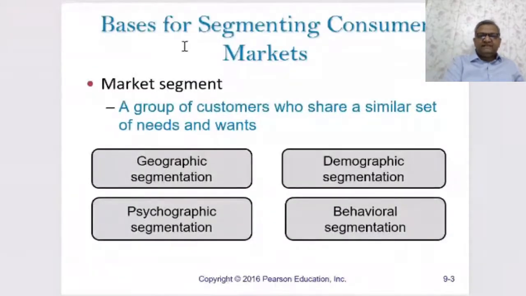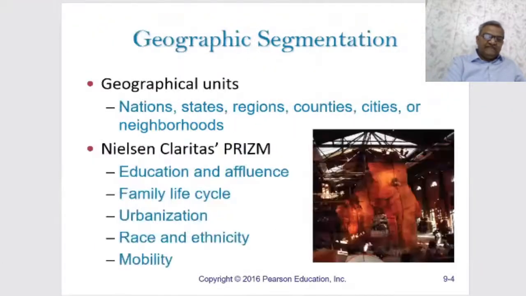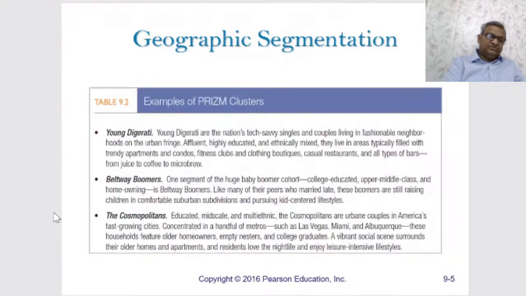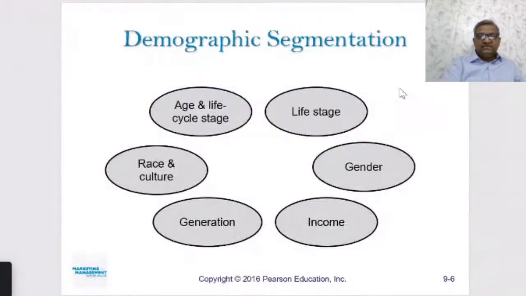We've seen that market segments are groups who share similar sets of wants and needs, and can be classified into geographic, demographic, psychographic, and behavioral segments. Geographic happens to be states, regions, or country boundaries. We talked about Nielsen's Claritas PRIZM. We also looked into some examples of PRIZM clusters. Towards demographic segmentation, we saw that age, life stage, gender, income, generation, race, and culture are the components of demographic segmentation.